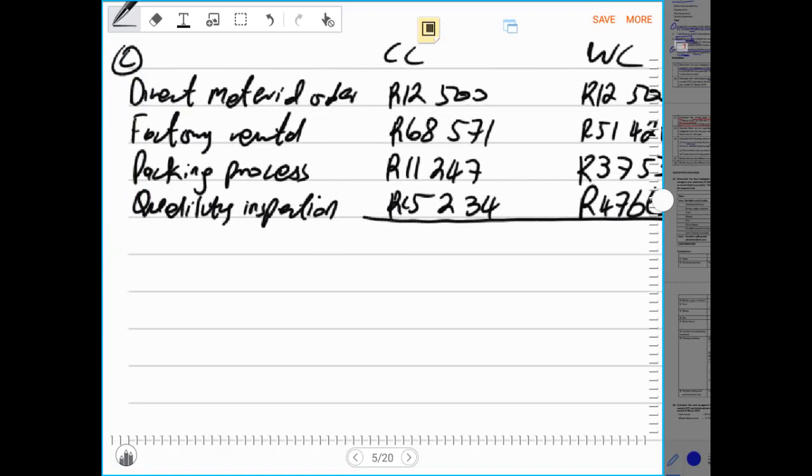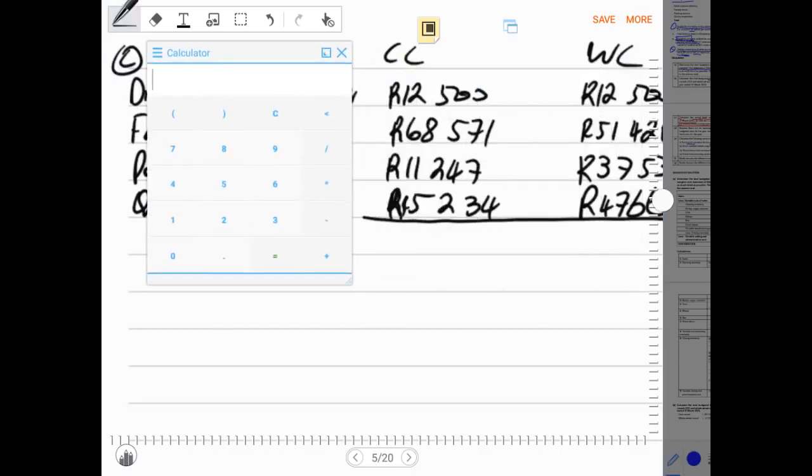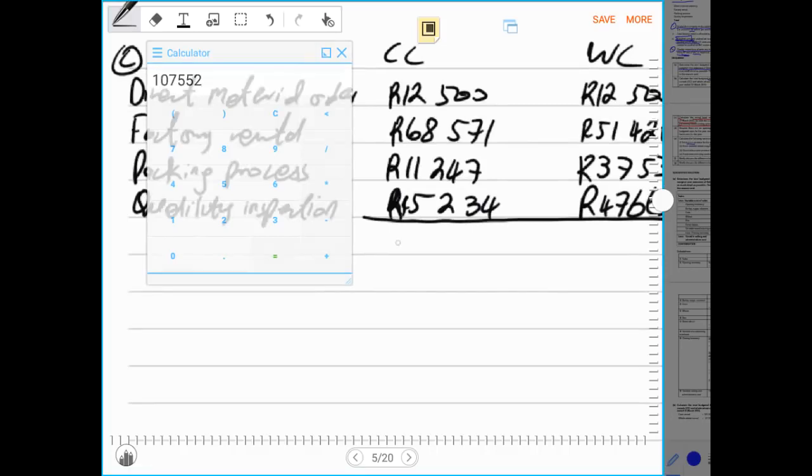Then I divide by the number of units in order for me to get to the total cost per unit. Then now this will give me 12,500 plus 68,571 plus 11,247 plus 15,234, and the total gives me 107,552.